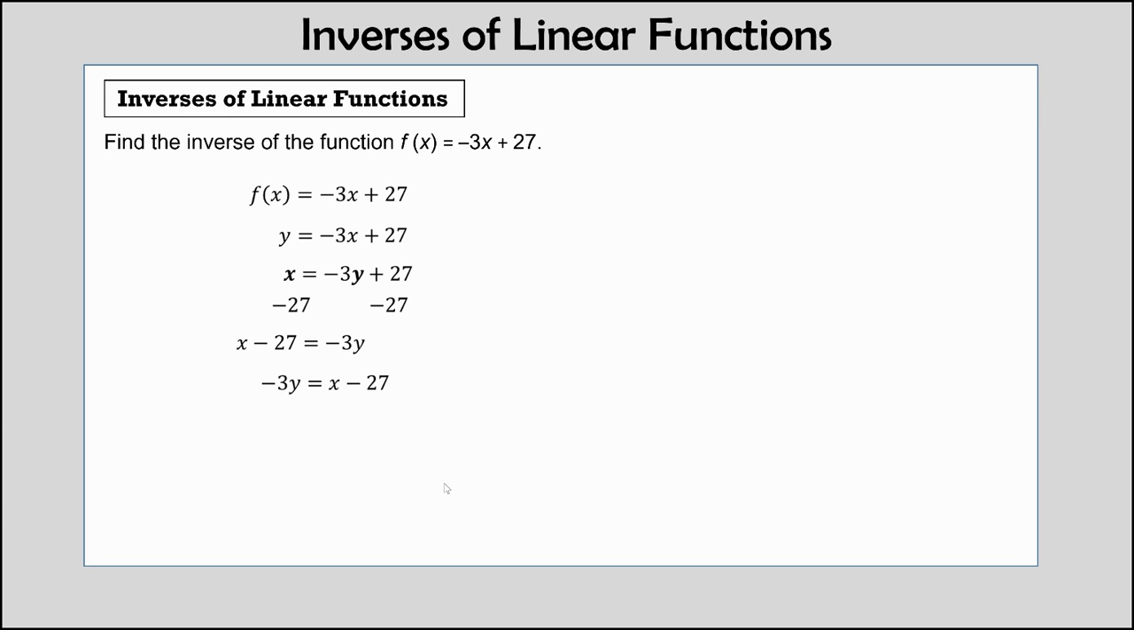Actually, I interchange the two sides now. I always like to have what I'm solving for on the left. So -3y equals x minus 27. Divide everything by -3. And then if I simplify that, you don't always have to, but I'm going to simplify it and write it as y equals -1/3 x plus 9.